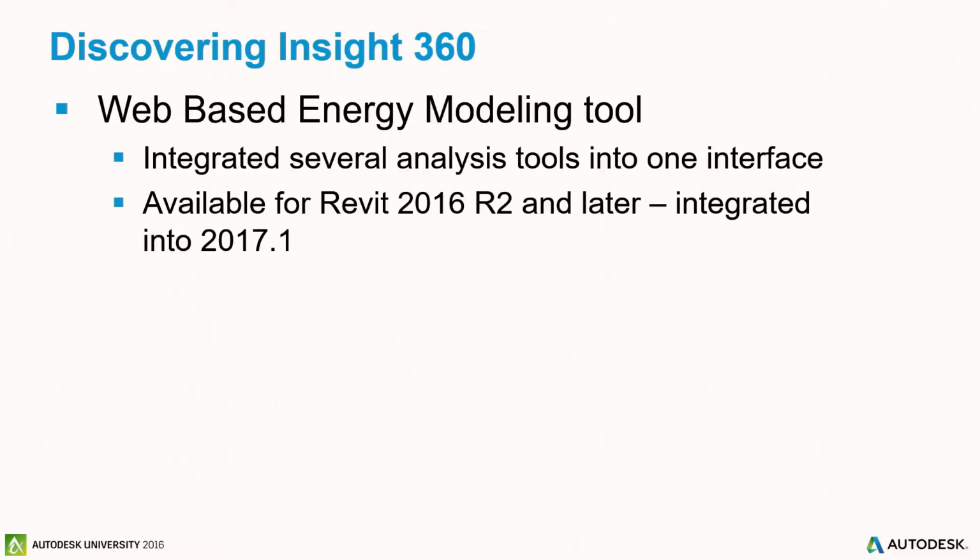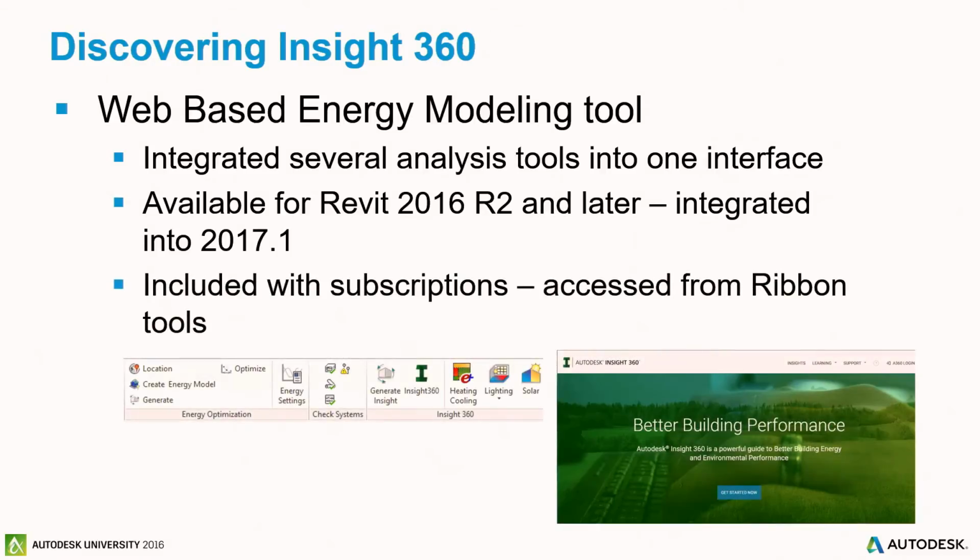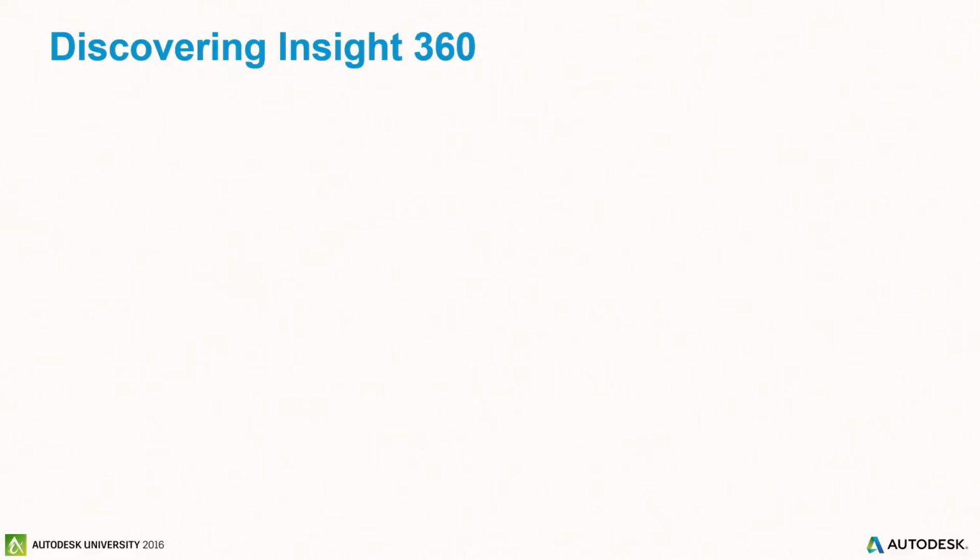So when we look at this, it's available for 2016 R2 and integrated with 2017.1. And it shows up as its own panel on the Analyze toolbar. And when you click Insight 360, it's going to take you directly to their web page where you can start to look at some of the reports that you have. And the way this works is actually really simple.